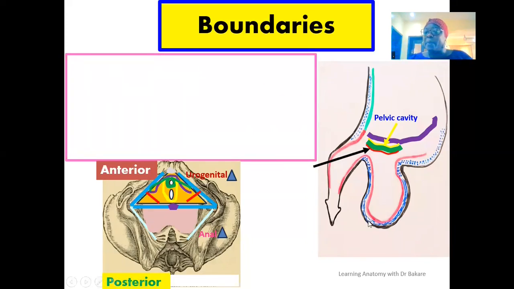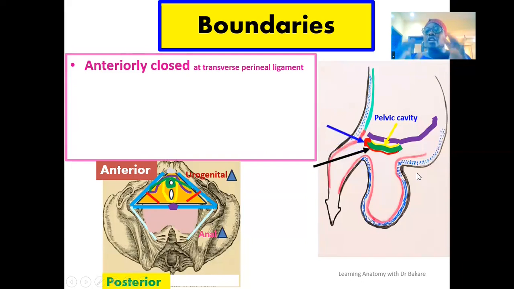This deep perineal pouch, anteriorly, is seen to be closed. And this closure is as a result of the union of the superior and also the inferior fascia of the urogenital diaphragm. At this anterior part, there is a union or a connection between these two fasciae, and at this point is where they form this closure. So anteriorly, you have a closure of the deep perineal pouch.